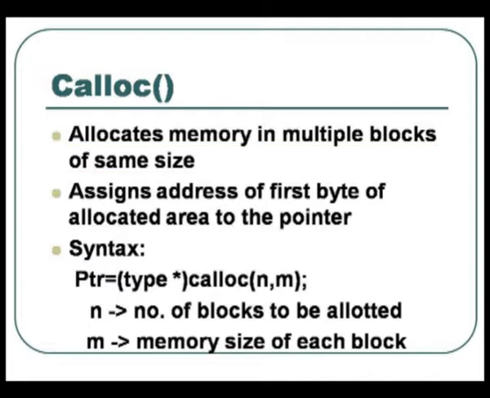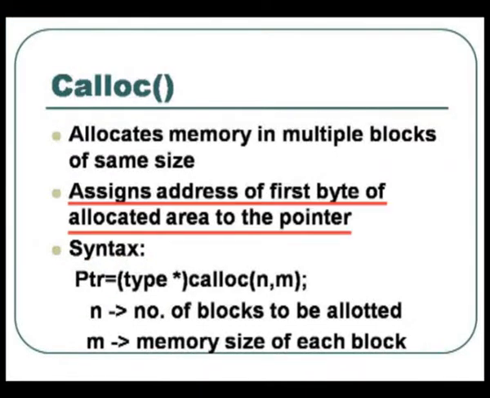This allocates multiple blocks of the same size. So instead of allocating 20 blocks as such, it is not identified by the pointer as one continuous block of 20 bytes. It is identified by the compiler as 4 blocks of 5 bytes each or 5 blocks of 4 bytes each, which totals up to 20, but each block is identified individually. It assigns the address of the first byte of the allocated area to the pointer.